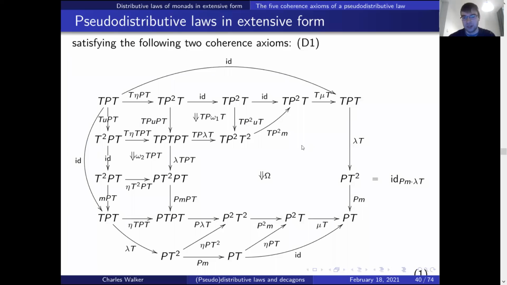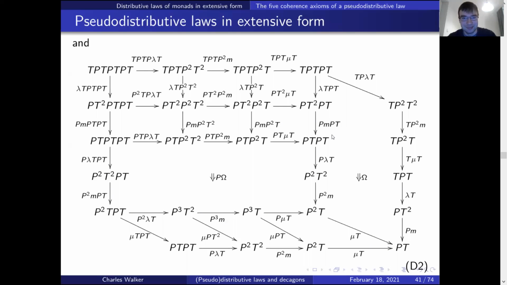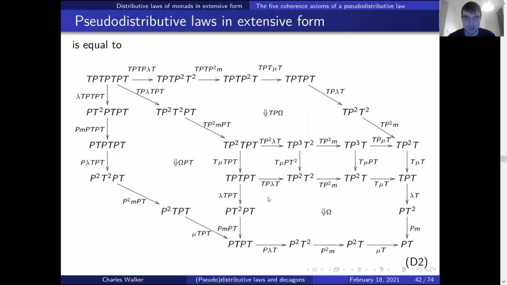We have some coherence axiom that says that the decagon restricted along both units should give us the identity. And then we have the slightly scary looking axiom that's Maclane's pentagon axiom somehow. We have it as capital omega pasted with p omega, should be equal to this pasting of omega pt and tp omega.